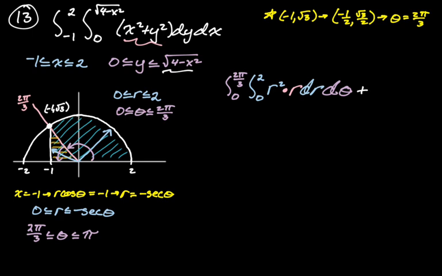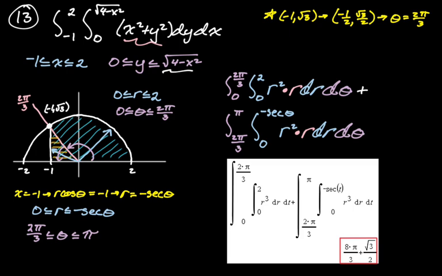The integrand is still just r squared, and we still pick up an r dr d theta. So we have these bounds, r squared, still an r dr d theta. I use a calculator to just get this answer. I got 8 pi over 3 plus root 3 over 2. All right, let's take a look at one more in this video.